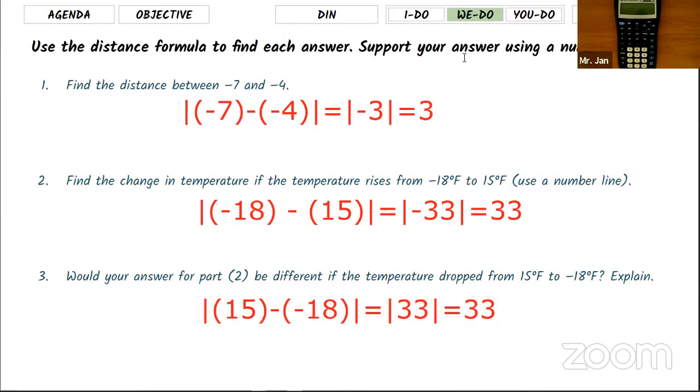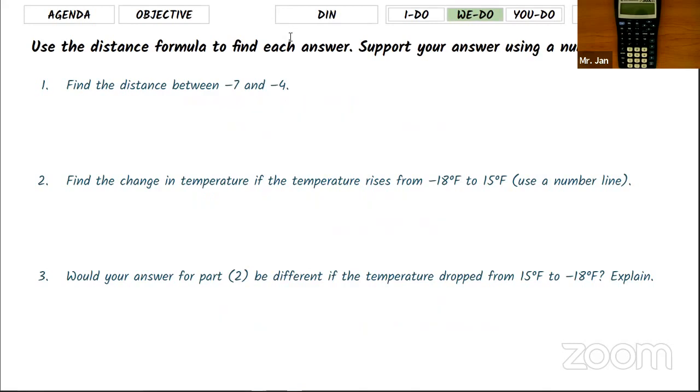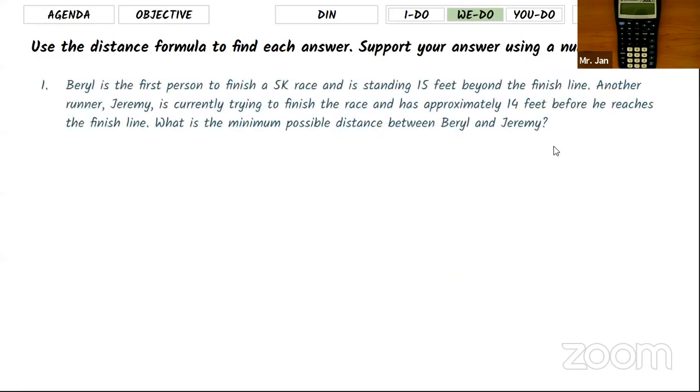And let's see the second one. Let me clear this out. There are more examples. Use the distance formula to find each answer and try to support it using a number line. So we're not using a number line much after this point. By the way, there is a word problem, and you may see this kind of word problem in your exit tickets. So I'm going to show you a very good technique for how to do word problems.